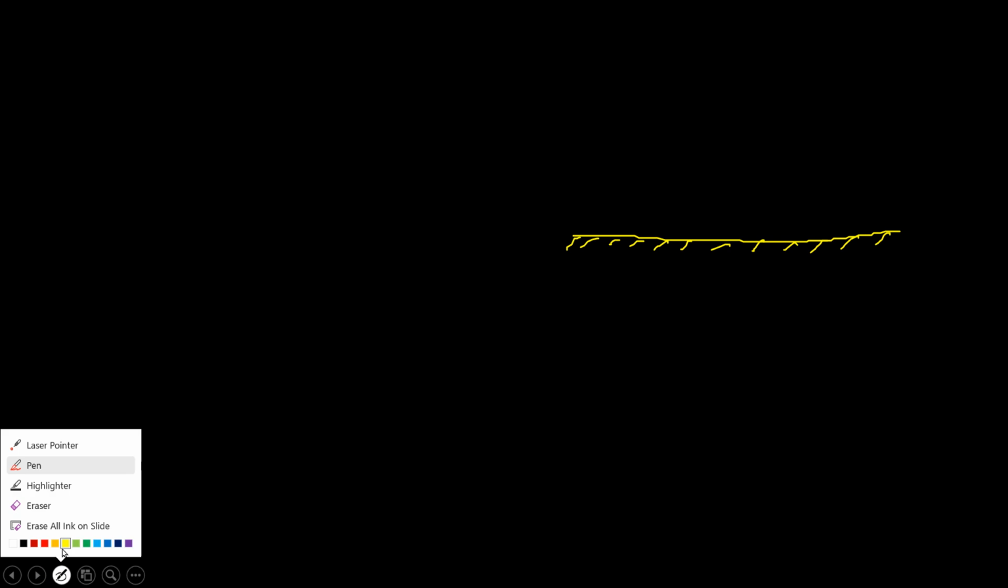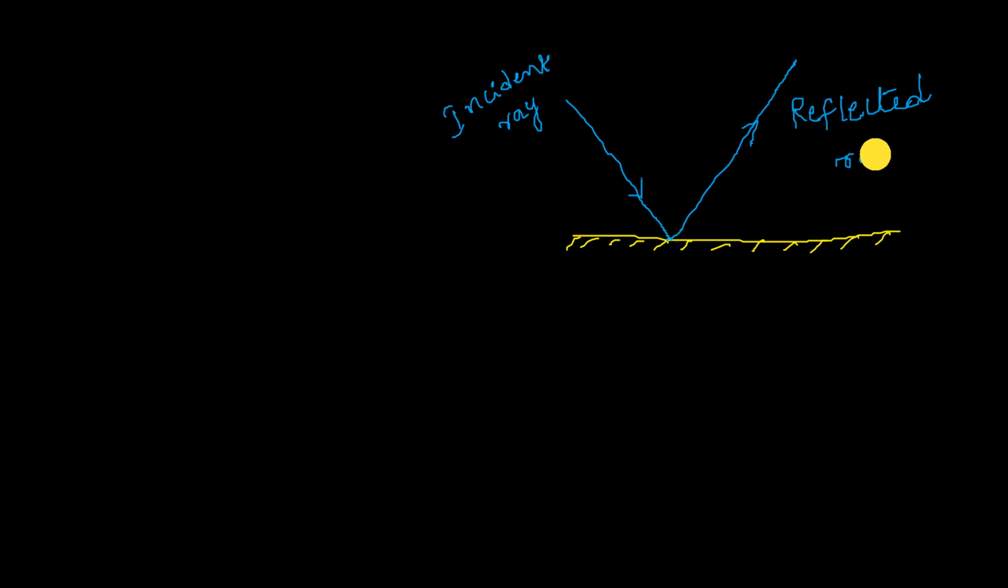The light which is incident on the surface, this is the incident ray. And the light which is reflecting back, this is the reflected ray. And I am considering this a plane surface, the plane mirror here.